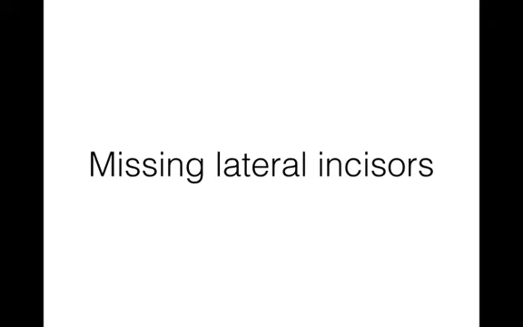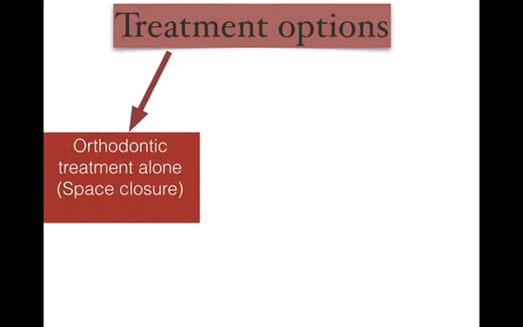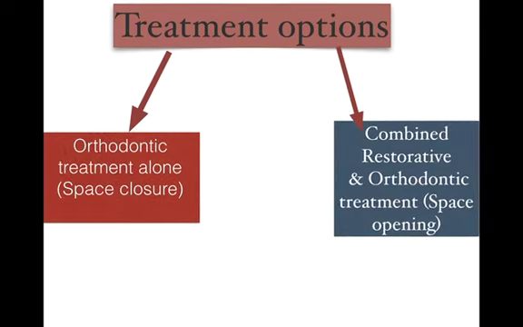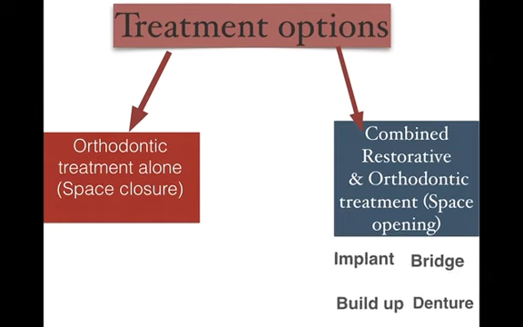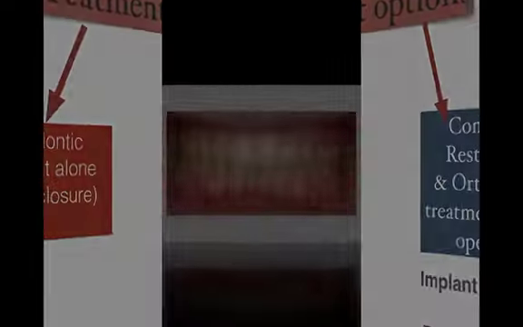The second topic to be covered is the missing lateral incisors. Now, when we have a missing lateral incisor, and it's very common, we have one of two options. Either space closure, which is an orthodontic treatment alone, or a combined restorative and orthodontic treatment in which we do a space opening. In space closure, basically the canine will take the place of the lateral incisor. While in the space opening option, the canine keeps its place and we open the space for the lateral incisor to be replaced with an implant, bridge, or build-up.